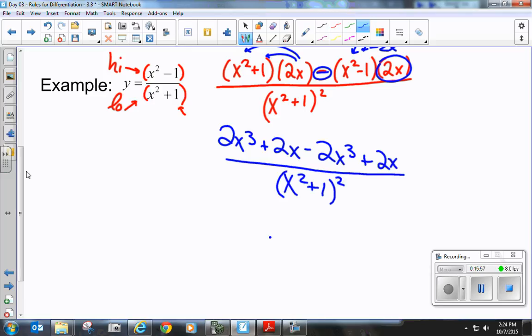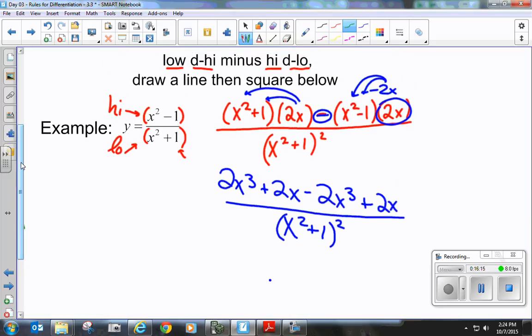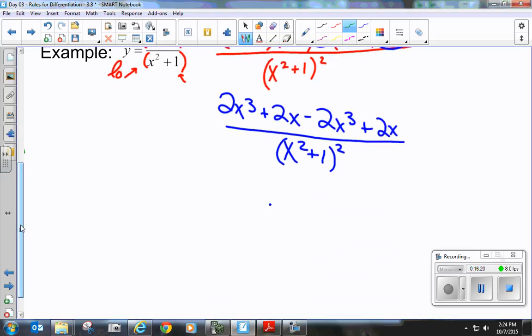If I were to FOIL that, I have to do x squared plus 1 times x squared plus 1, and I have to FOIL it. I can't square both to the bottom. What happens to the top? No, because it's a minus 2 that gets multiplied here. The minus 2x. Minus after minus is a plus. Okay? So, 2x cubed and negative 2x cubed cancel. And I have 2x plus 2x. That's 4x all over x squared plus 1 squared. That's fine. That is fine.